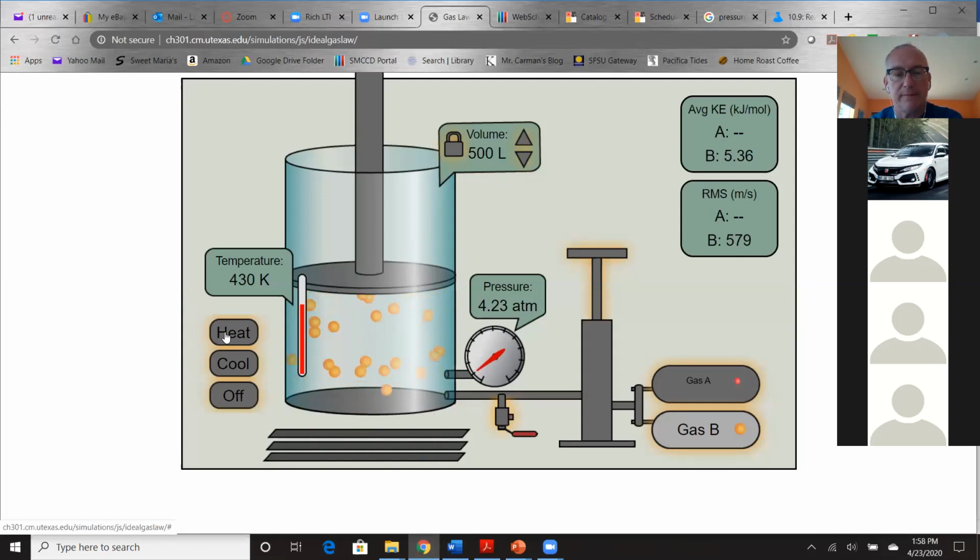The 430 K, I've gone up. Notice that the speed has increased and the pressure has increased. So why is that? As the speed has increased, the pressure's gone up too. Why would that be? What's different about the molecules now that the temperature's gone up? They're vibrating faster.